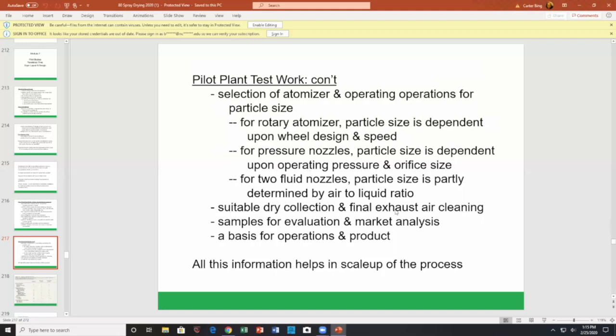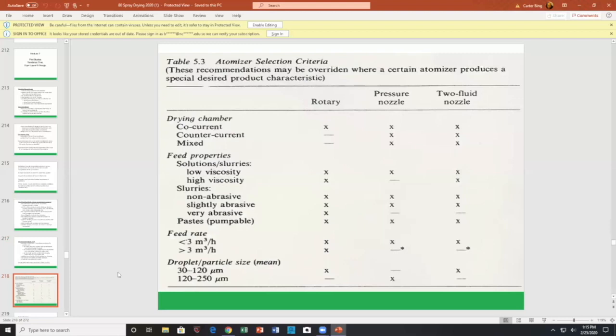Suitable dye collection, final exhaust air cleaning, samples for evaporation, market analysis. There you go, market analysis. There's nothing you want to make unless you can sell it. You've got to be able to sell it, right? Basis for operation, product. All this information helps in scale-up. Okay, let's see what we've got here. So, overrides certain produce certain specialty products. So there we go. Different geometries.